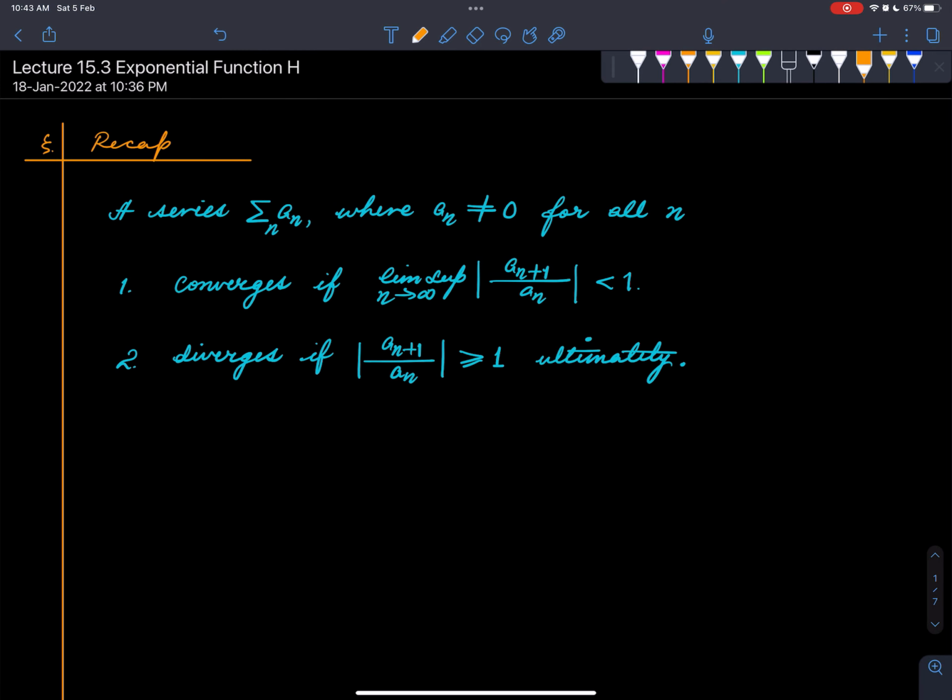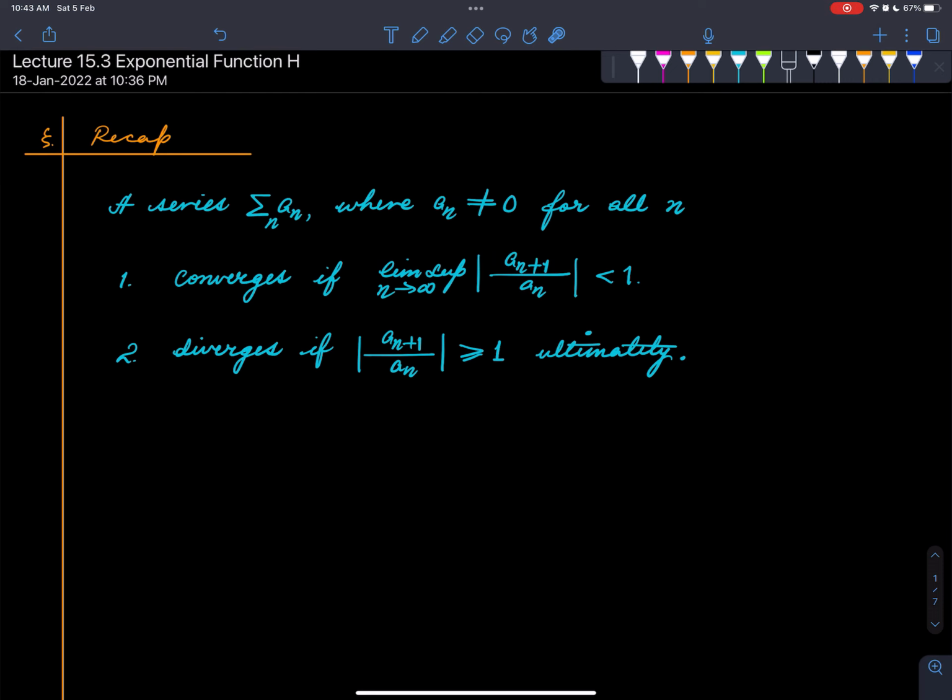Welcome to this lecture in the ongoing series of lectures in real analysis. We are nearing the end of the course, and today we'll be looking at the exponential function. The previous, let's say, 8 lectures were basically in preparation for this particular lecture, and finally we are here.